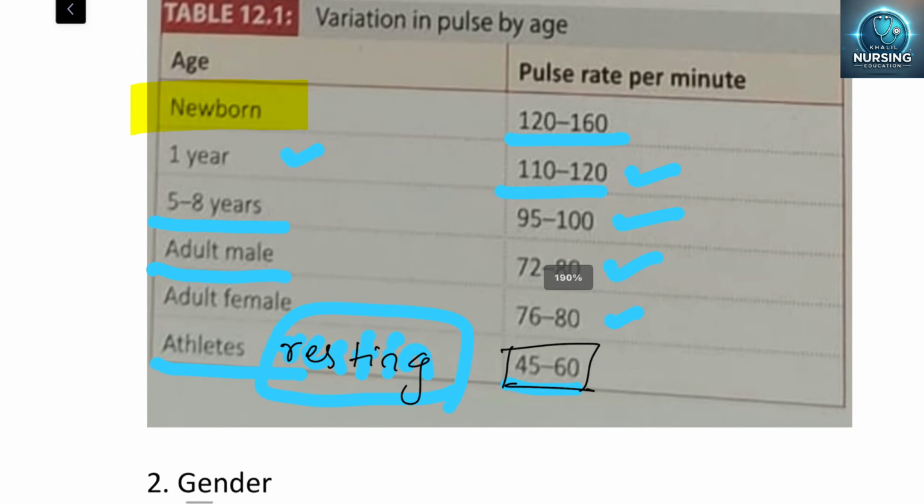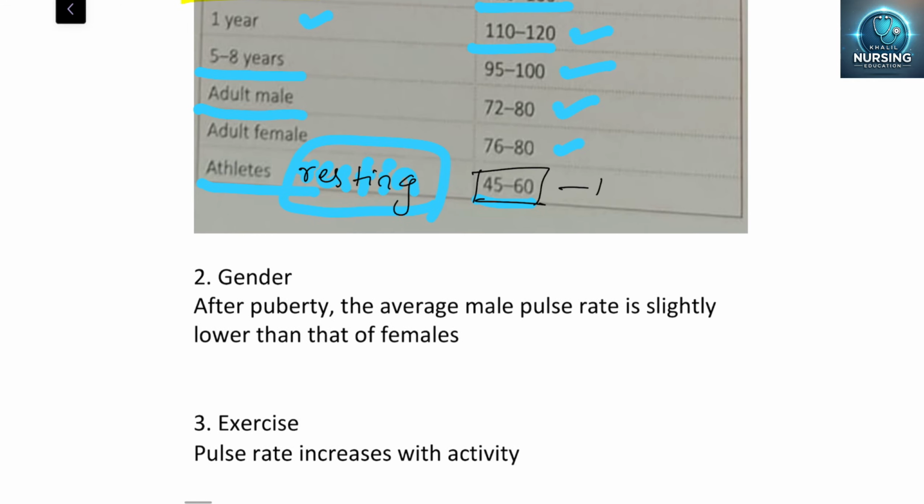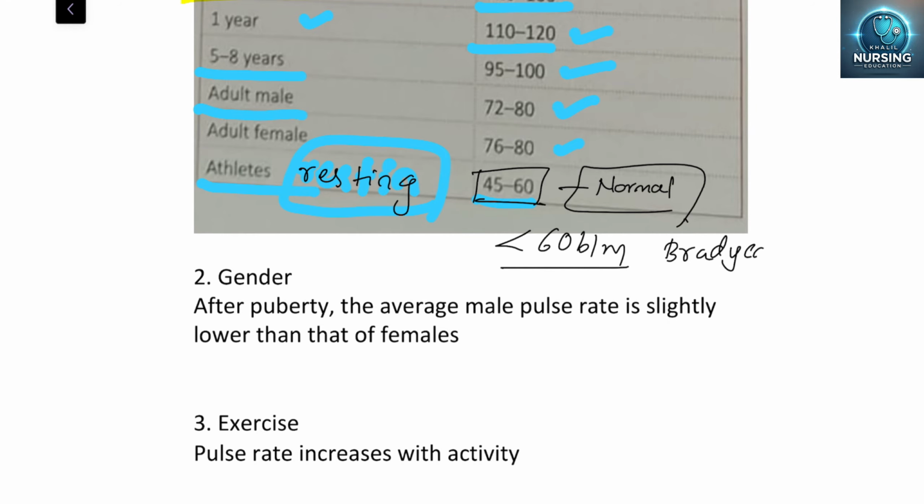Okay, next, gender, that is normal. This is normal for them, not abnormal. But for the others than the athletes, less than 60 beats per minute is bradycardia. What is meant by bradycardia? That means decreased heart rate.